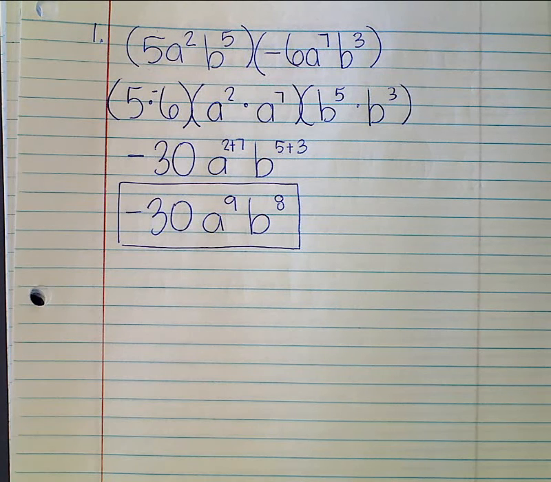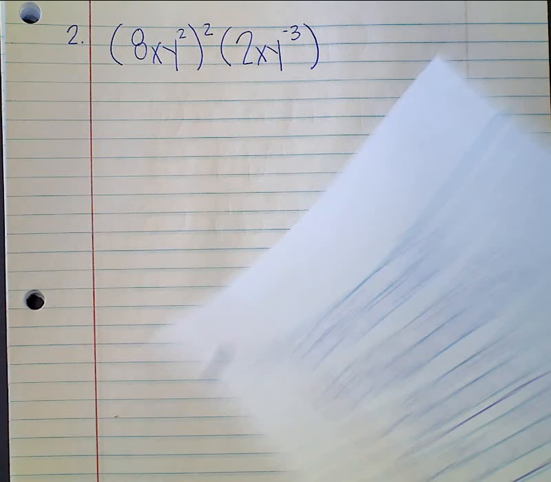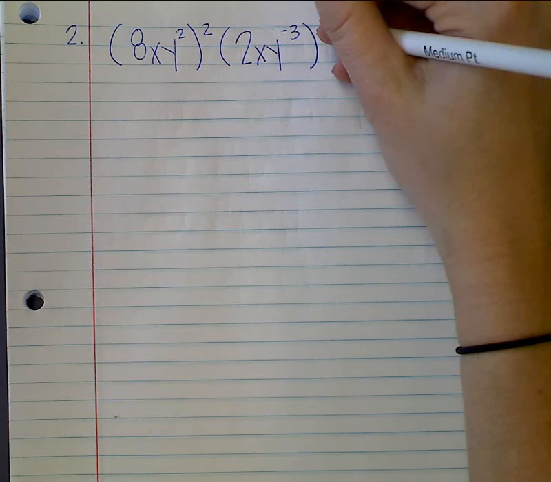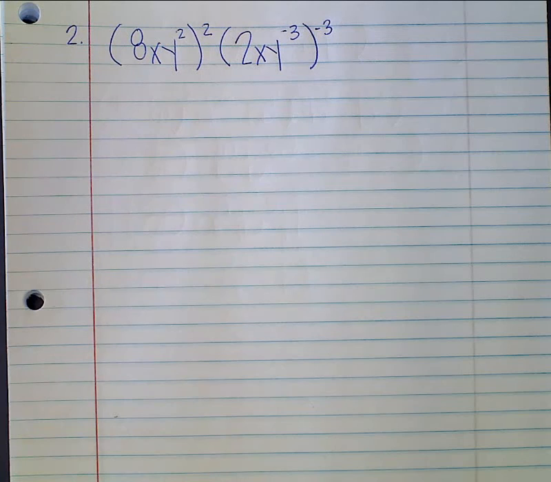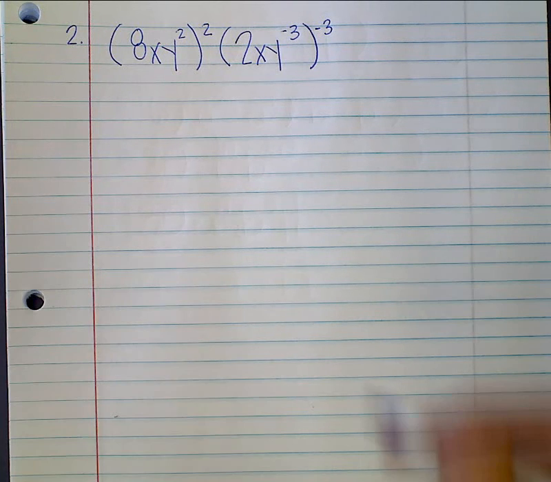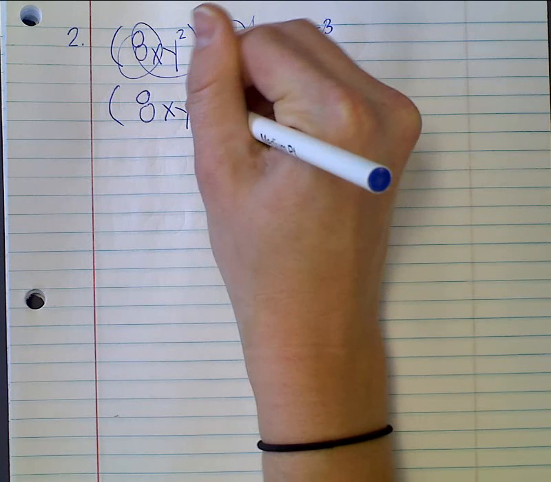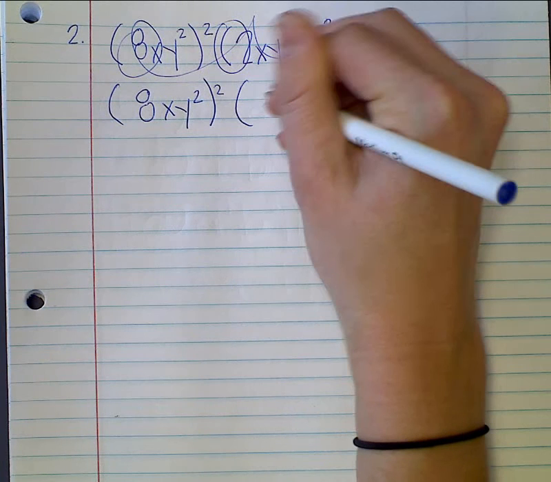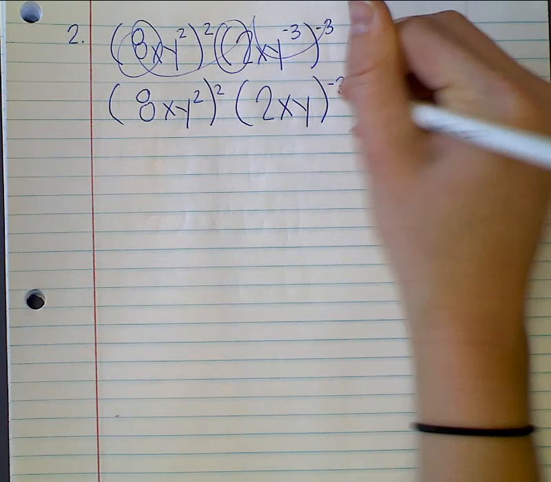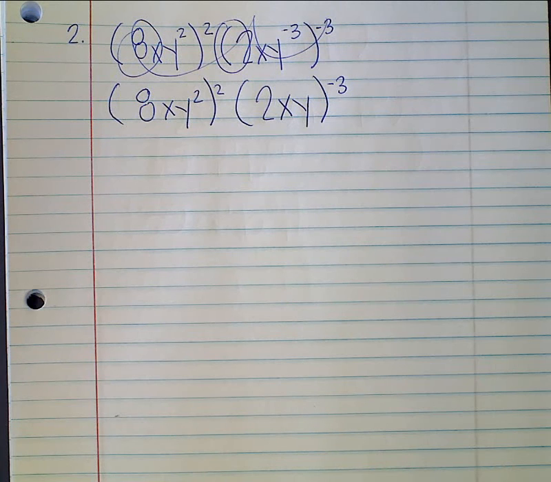Let's look at example 2. For example 2, we have the 8xy squared raised to the 2nd power and 2xy to the negative 3rd power. Whoops, let's change that. This should be 8xy squared raised to the 2nd power and 2xy raised to the negative 3rd power. So just like our order of operations, parentheses, exponents, multiply or divide, add or subtract, we see that we have to do our exponents first.